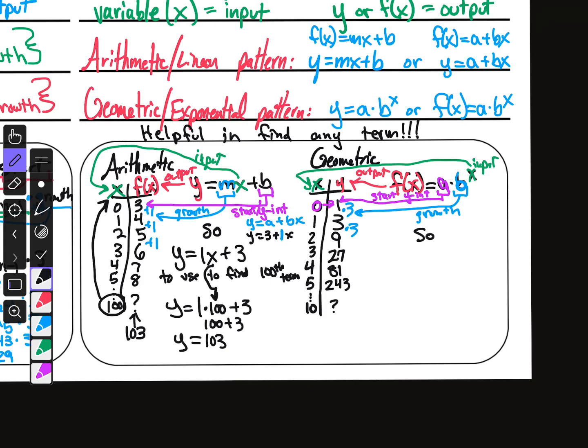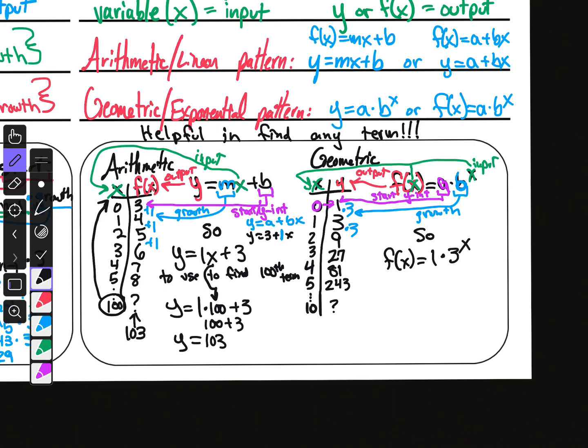So again, if we want to create this from the table, we say f of x equals, oh, P.S. this x here is actually the input as well. So f of x equals a, which would be our start number, which is 1, times b, our growth, which was timesing by 3, raised to the x power, right? Because repeated multiplication is an exponent. Repeated addition is multiplication. Repeated multiplication is powers.